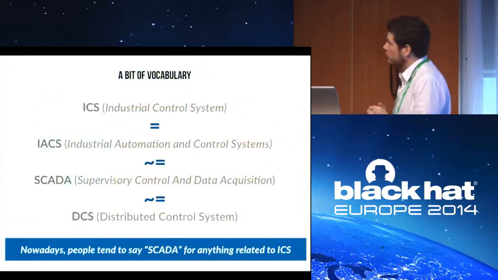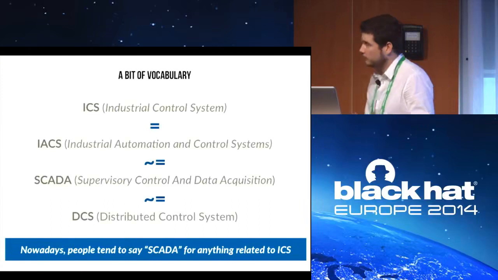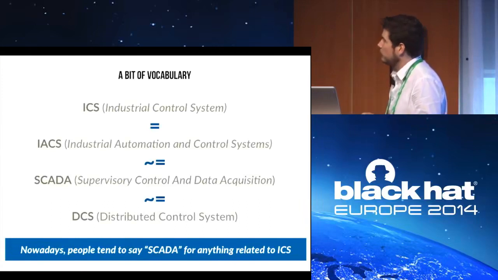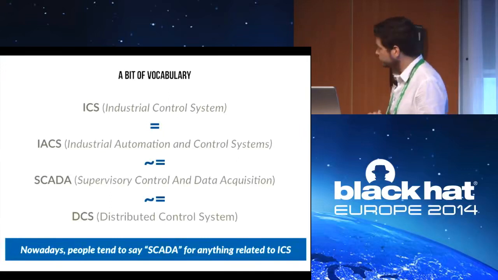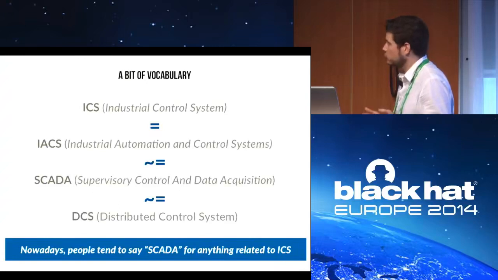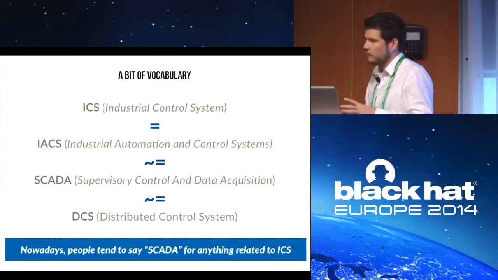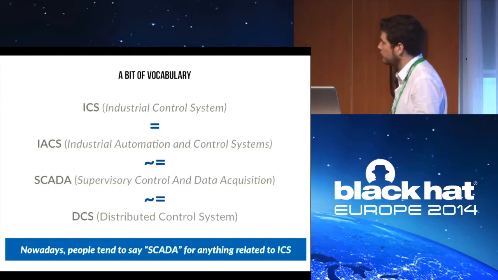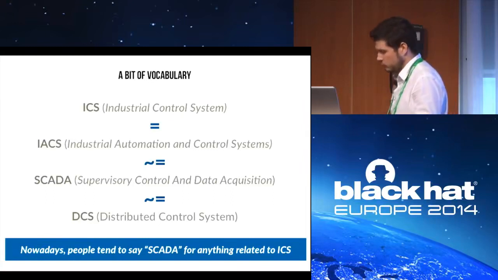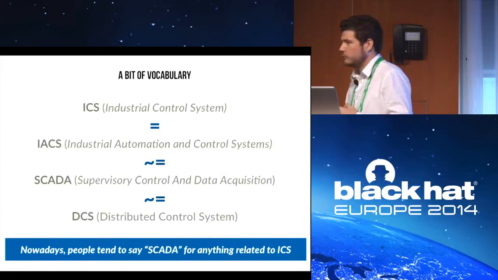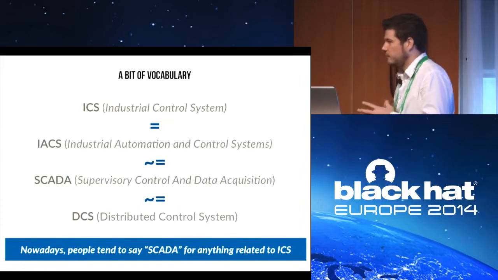Next, just a bit of vocabulary, because I think it's important. ICS stands for Industrial Control System. I'm going to say that at least 1,000 times this afternoon. It's exactly the same as IACS, which means Industrial Automation and Control System. And as we saw earlier, it's quite different from SCADA, which means Supervisory Control and Data Acquisition, because SCADA is only one part of the ICS. And it's also different from DCS, which is another kind of process plant processing. However, what is also important to know, today, most people tend to say SCADA for ICS.